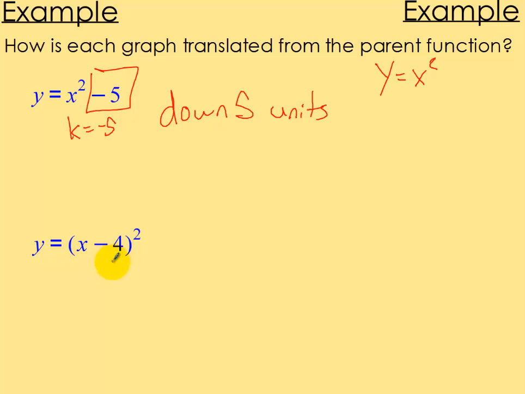For the next one, I get x minus 4 squared. This is the h value, and that does the horizontal translations. When you have x minus 4 actually moves it to the right 4 units. Next one.